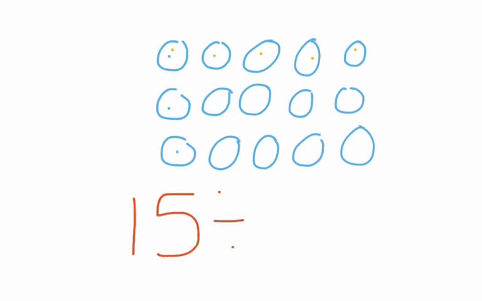So the first thing I'm going to do is draw my 3 rows. Perfect. Now I'm going to count until I get to the number 15. So I'm going to say 1, 2, 3, 4, 5, 6, 7, 8, 9, 10, 11, 12, 13, 14, 15. Now how many are in each row? 1, 2, 3, 4, 5. And that's the same for every row. So I know this question is telling me 15 divided by 3 equals 5.